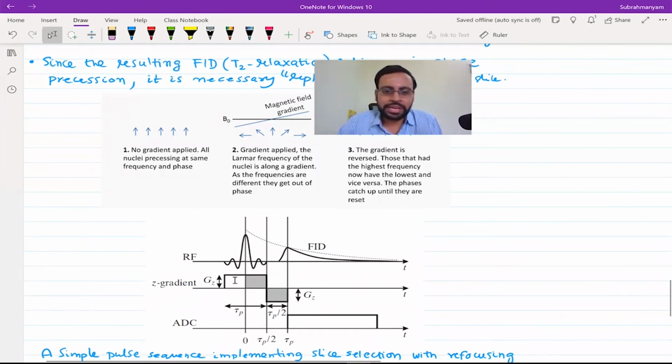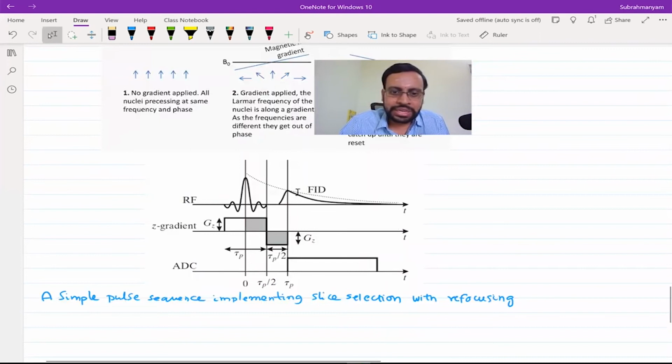Say, for example, the width of the RF pulse you are applying is tau p. After tau p by 2, you would start it. This area, whatever is there, you need to apply exactly the reversal of that Gz for this time duration. So tau p by 2, if it is Gz here, you will apply minus Gz here. That would now bring everything within that slice into phase.